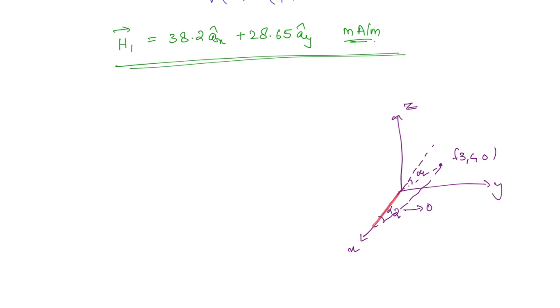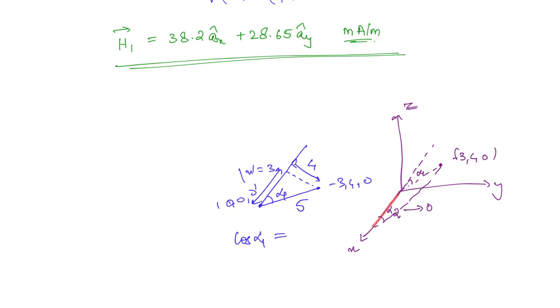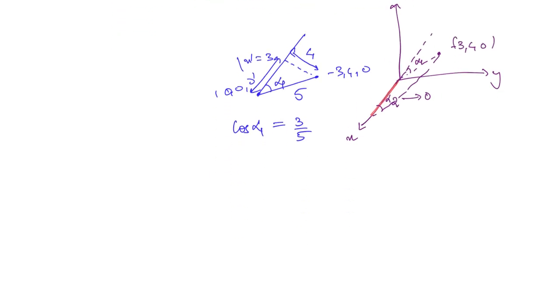If you just redraw only this part, this is the negative x axis, this is the origin point, and here you have minus 3, 4 and 0. So this is alpha 1. If you drop a perpendicular here, this is nothing but the x coordinate, mod x is 3, and this is nothing but the y coordinate, which is 4. So this length is going to be 5. From here you can directly write down cos alpha 1, this is going to be 3 by 5.